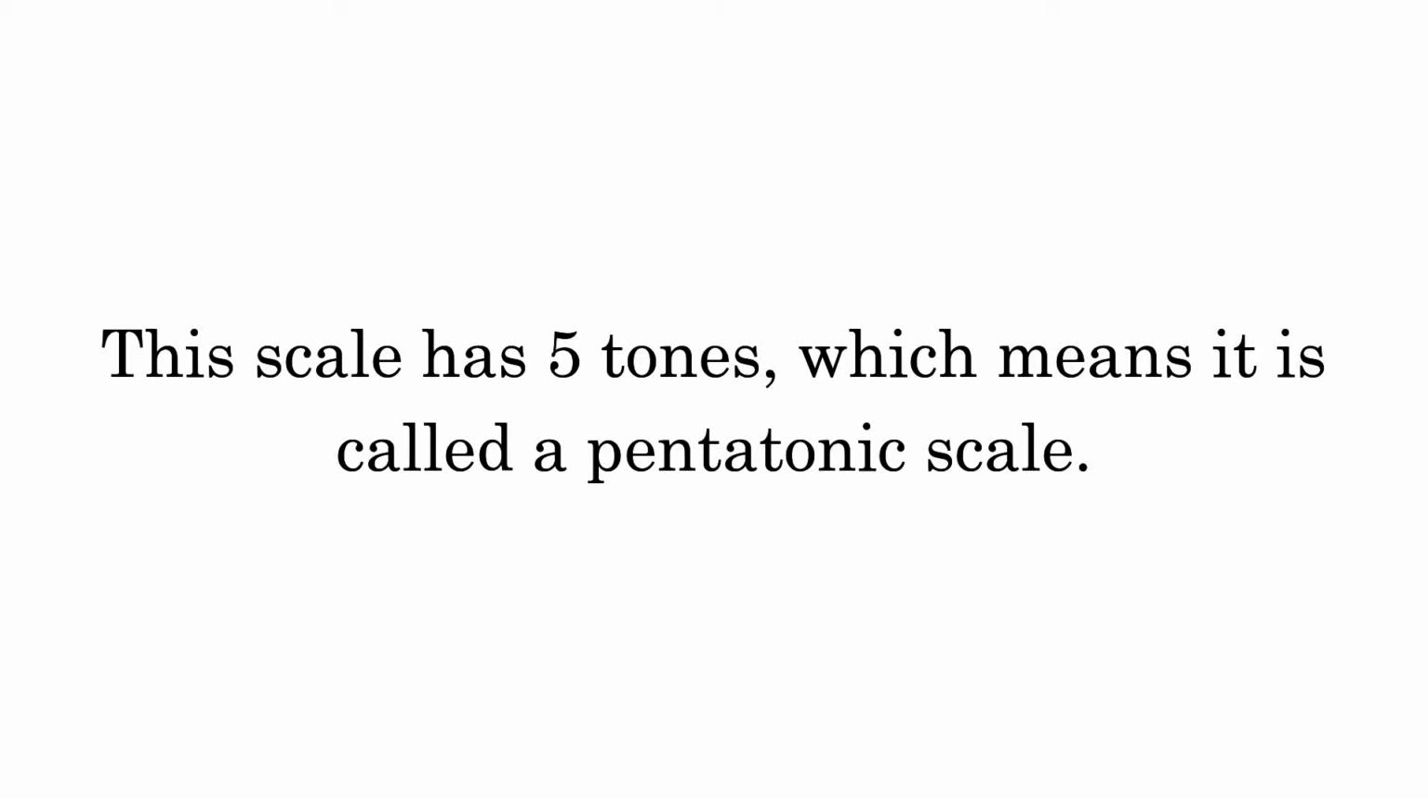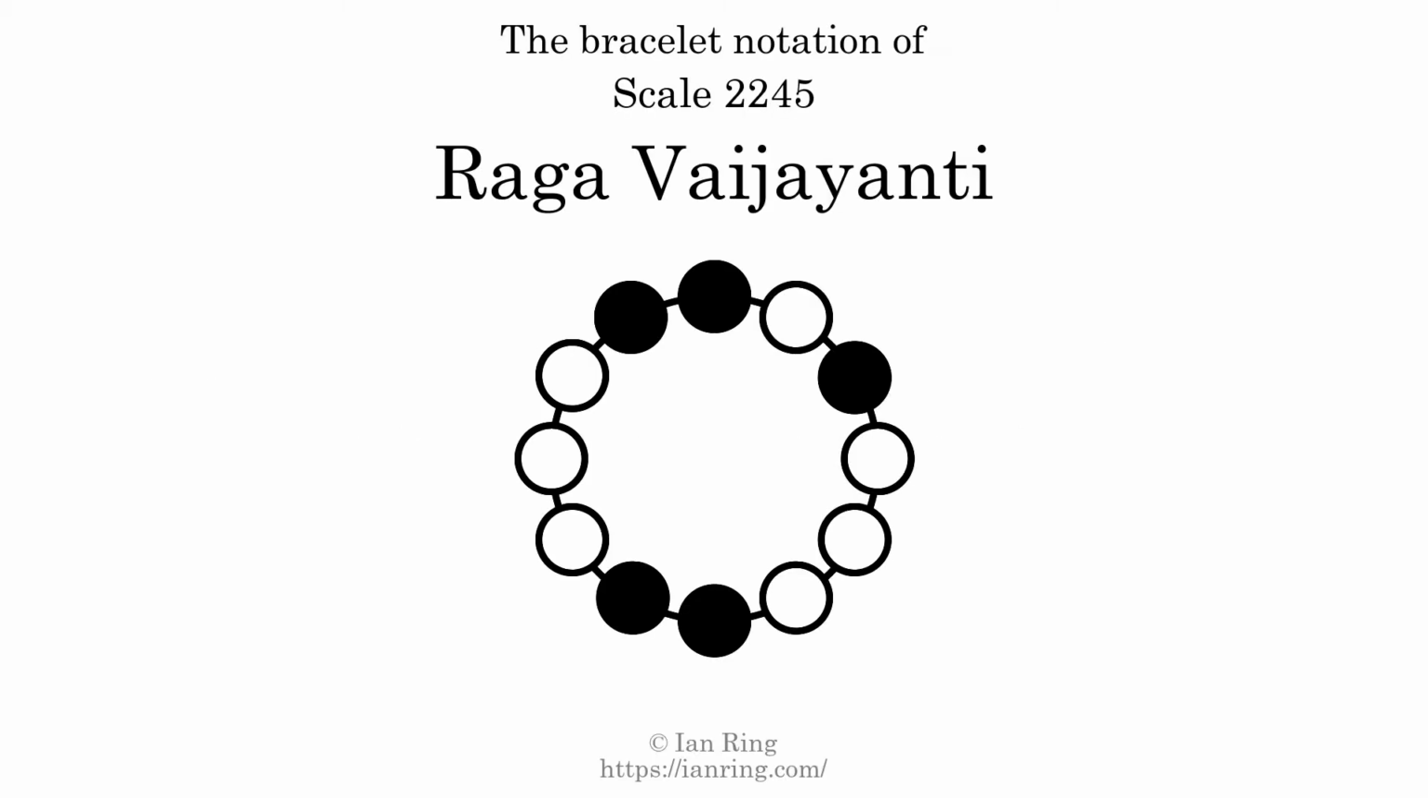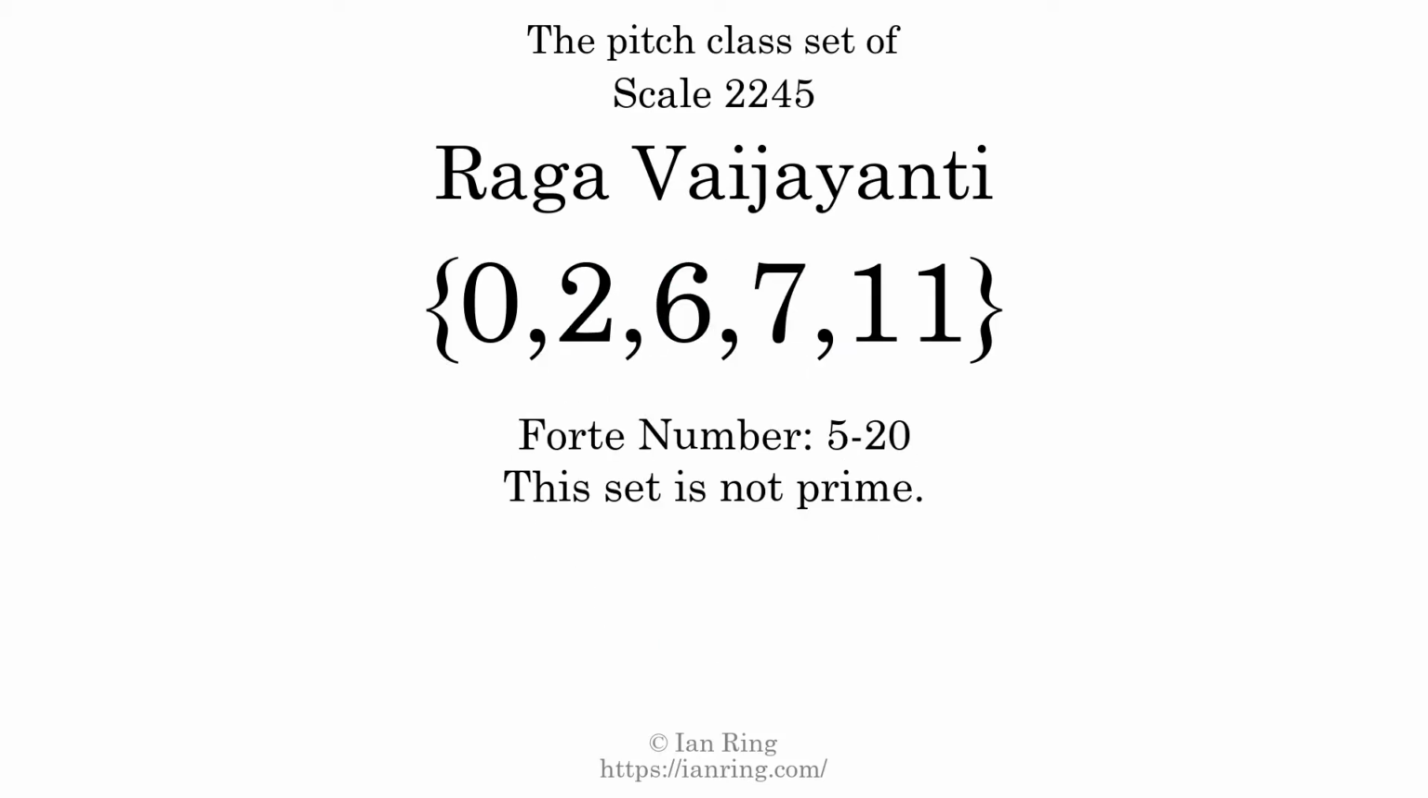This scale has 5 tones, which means it is called a pentatonic scale. This is a bracelet notation diagram of scale 2245. The shaded circles represent tones that appear in the scale, and they are read clockwise, starting at the top. The pitch class set for this scale is 0, 2, 6, 7, 11. The fault class is 520. This set is not prime.